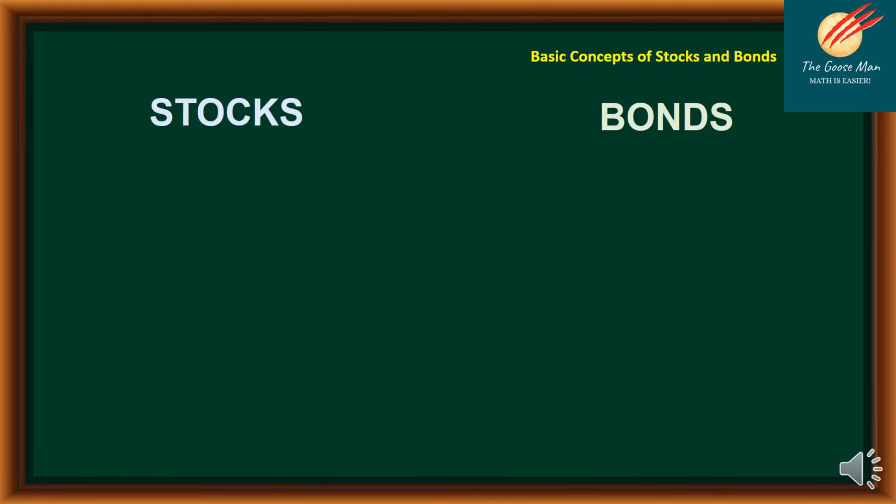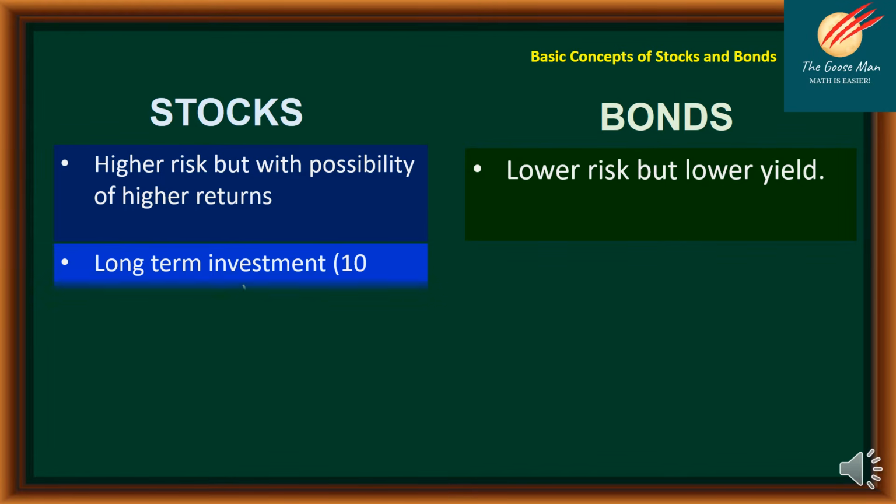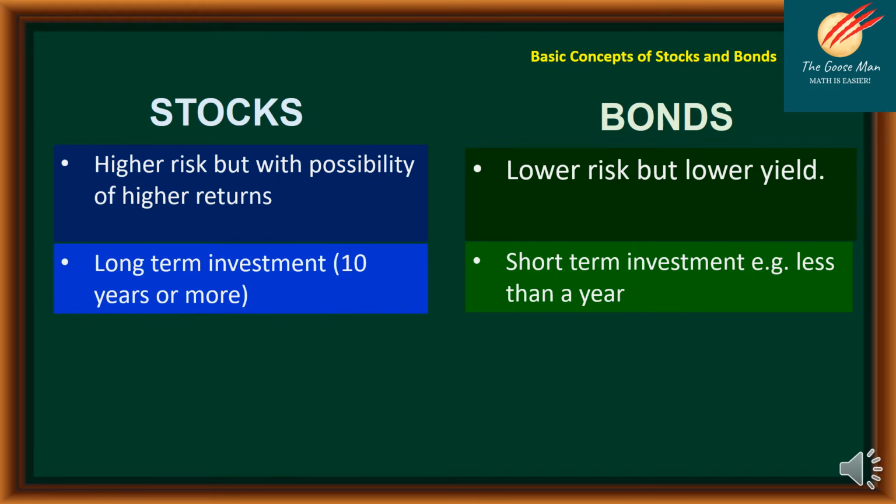Another difference between stocks and bonds: stocks have higher risk but the possibility of high returns, while bonds have lower risk but lower yield. Again, on stocks, they follow the rule: the higher the risk, the higher the returns. On the other hand, the lower the risk, the lower the return. Next, stocks are suitable for long-term investment of 10 years or more, while bonds are good for short-term investment, such as less than a year. This is also good for pensioners because pensioners need secured money.